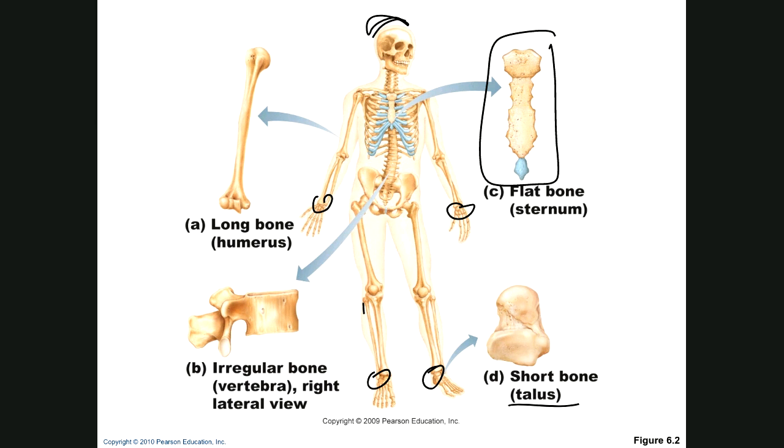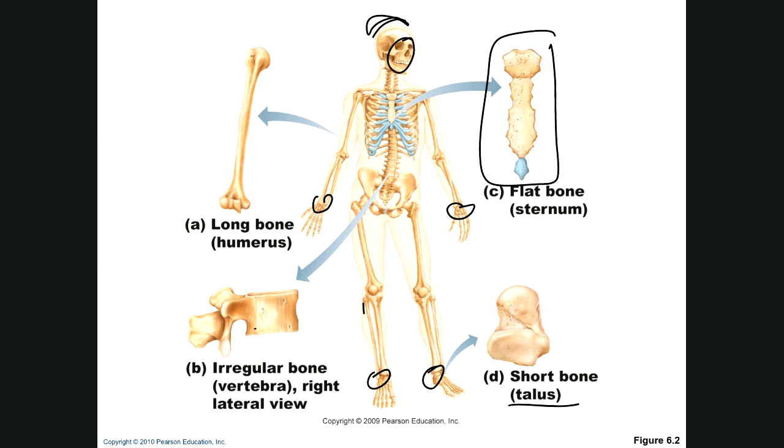In the wrist, all of the wrist bones, the scaphoid, the lunate, the trapezoid are all short bones. Irregular bones are bones that don't fit into any of the other categories. The vertebra are considered irregular bones. Also, all of the bones of the face are considered irregular.